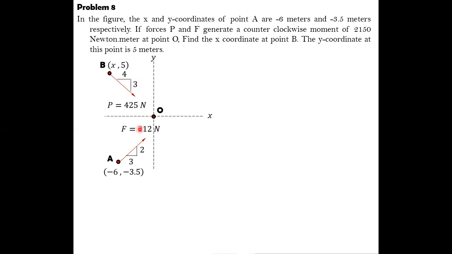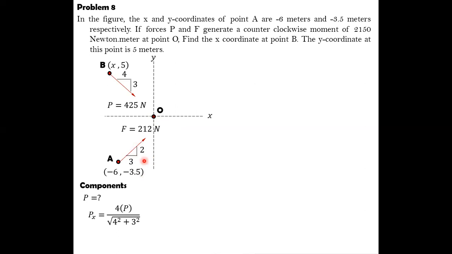So basically, we are only asked to find the value of the x coordinate of point B. Okay, if the total moment generated by these two about point O is a counterclockwise moment that is equivalent to 2,150 Newton meter. Okay, so before we proceed in computing the x coordinate of point B, let us split first the two inclined forces into their respective x and then y. Okay, so therefore let's start with force P.